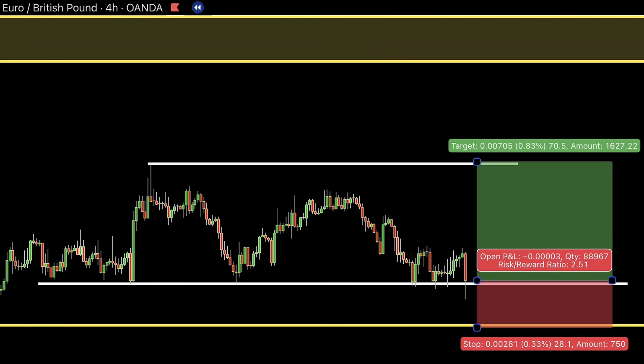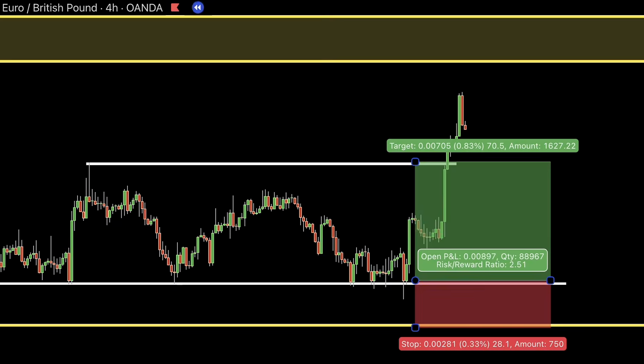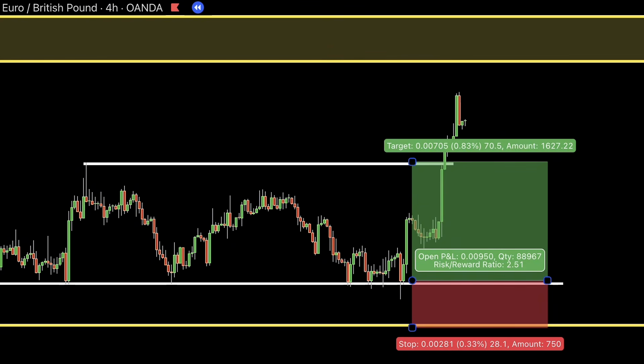Now, look at what happens next. The market hits our target and continues to move up towards the supply zone identified on the weekly chart. This example highlights how analyzing the higher time frame supports our trade idea, offers clearer risk management, and ultimately boosts our confidence in the setup.